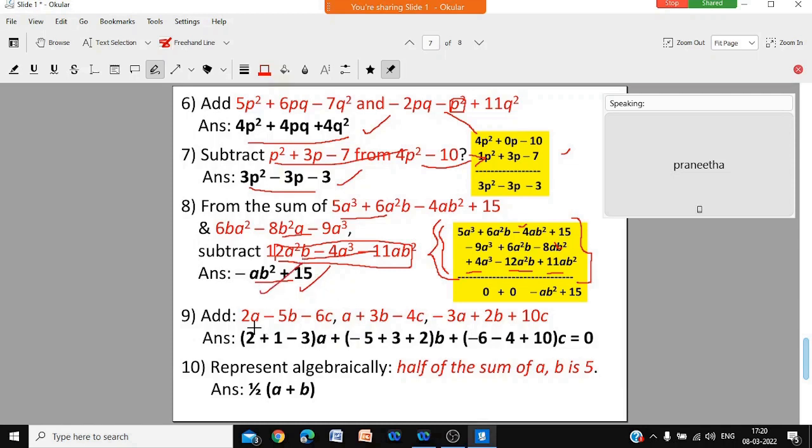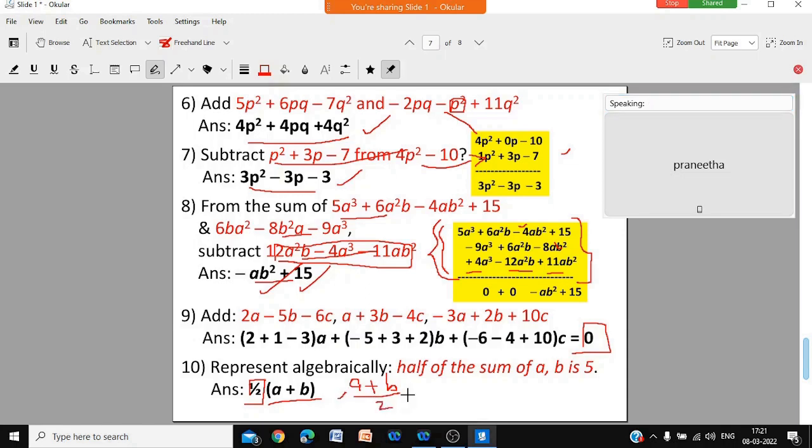Now this one, the answer you are getting is 0. Did you get this 0? Yes, sir. Okay. Now algebraically, half the sum of a and b: the sum of a and b is a plus b, half of it is half of a plus b, or you can write a plus b by 2. Either you can write half bracket a plus b or a plus b by 2. Both are correct. You can write either like this or this.